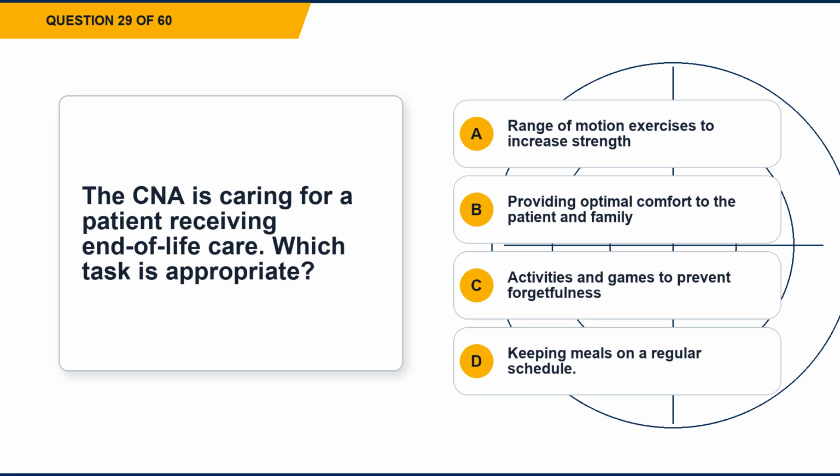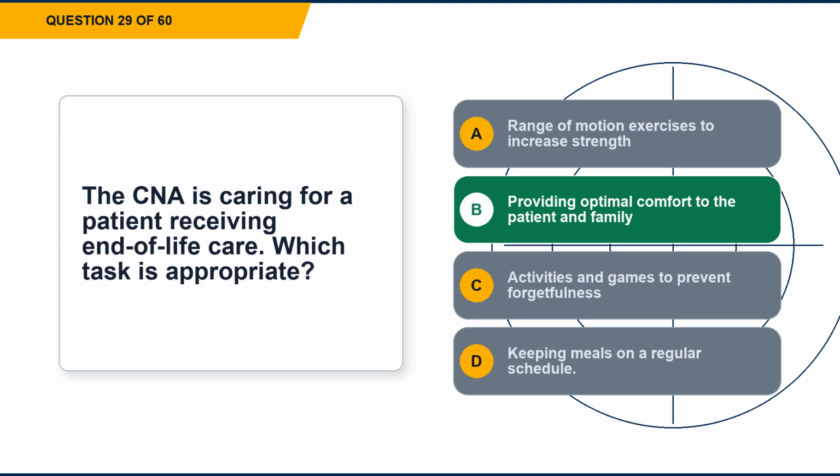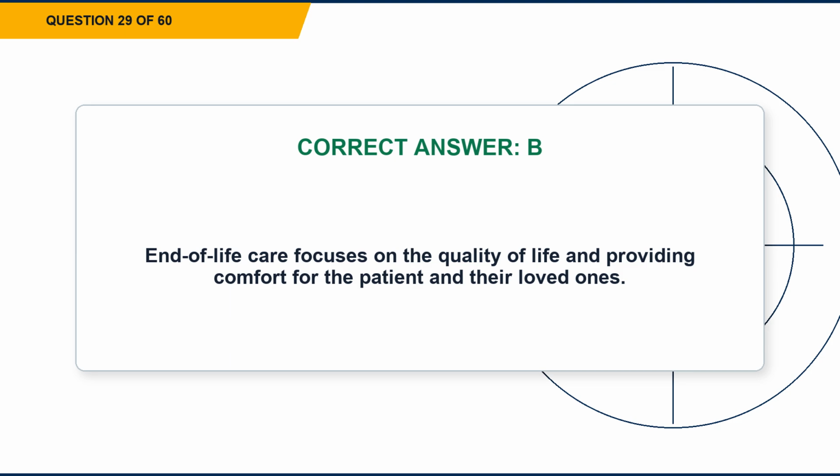Question 29. The CNA is caring for a patient receiving end-of-life care. Which task is appropriate? Option A, range of motion exercises to increase strength. Option B, providing optimal comfort to the patient and family. Option C, activities and games to prevent forgetfulness. Option D, keeping meals on a regular schedule. The correct answer is option B, providing optimal comfort to the patient and family. Explanation. End-of-life care focuses on the quality of life and providing comfort for the patient and their loved ones.